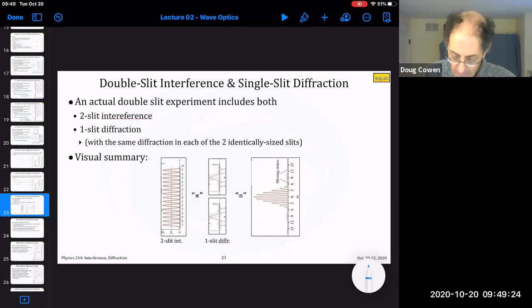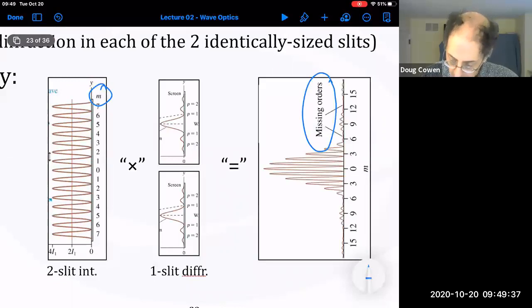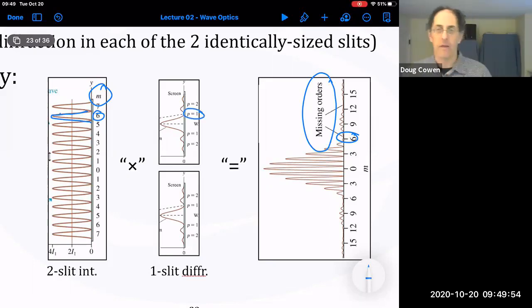And those are places where what occurs is something called a missing order. So the order m is shown in this figure. So you might be missing the 6th order here. So this particular bright fringe that I'm outlining here gets knocked down by the first dark fringe of the diffraction pattern, and you end up seeing 0 where you would normally have seen something.